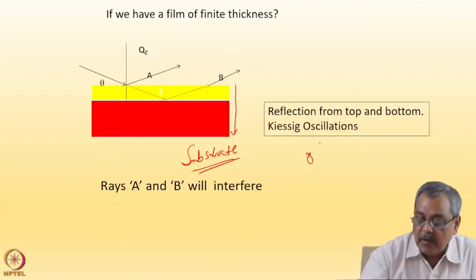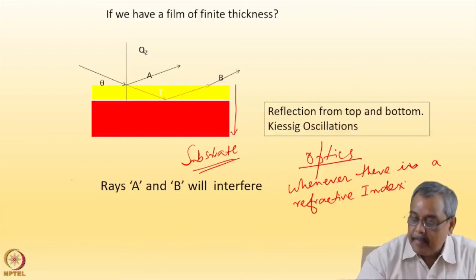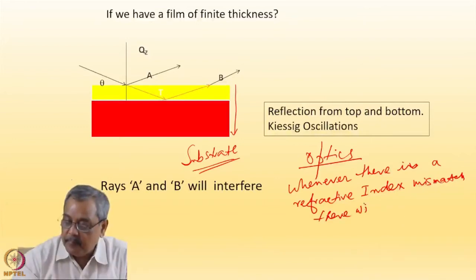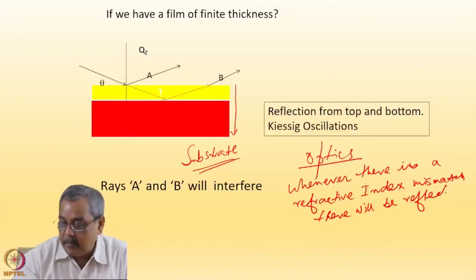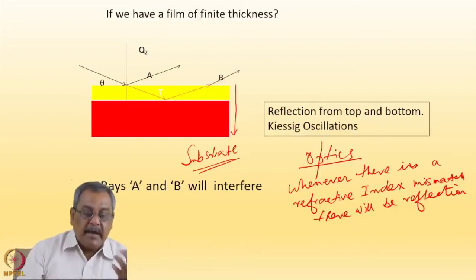And we know from optics that whenever there is a refractive index mismatch, there will be reflection. This is our daily experience, even in our windows. Even if the window is transparent, when you look at it carefully, you can see your image, a light image. Because there is a refractive index mismatch between air and the glass, you will have reflection. So the same thing is true here. The whole phenomenon is taking place at grazing incidence, but the facts are the same.